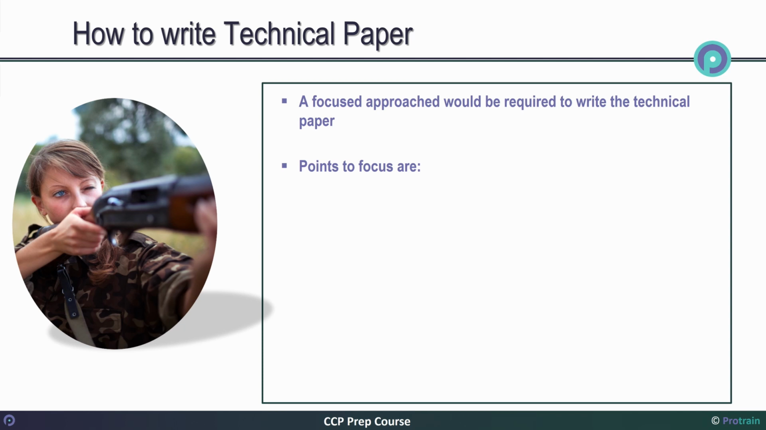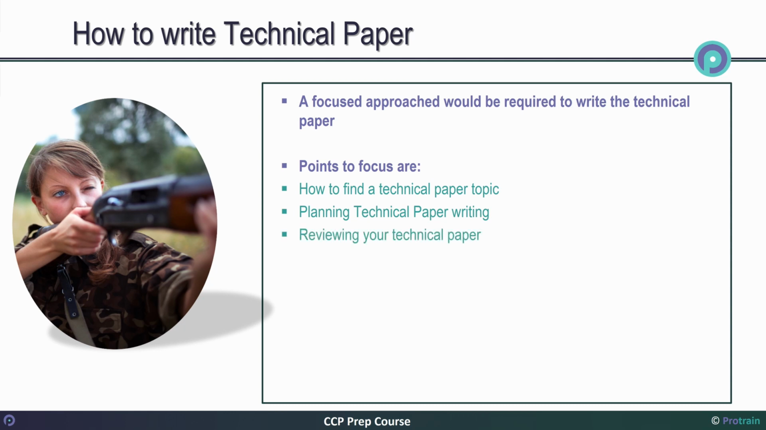Now that we are aware of the technical paper requirements and its evaluation criteria, in this part of the lecture, we shall cover how to write a technical paper. Points to focus on are: how to find a technical paper topic, planning technical paper writing, reviewing your technical paper, and checking your technical paper before sending to AACE International. We shall discuss each point in great detail in coming slides.